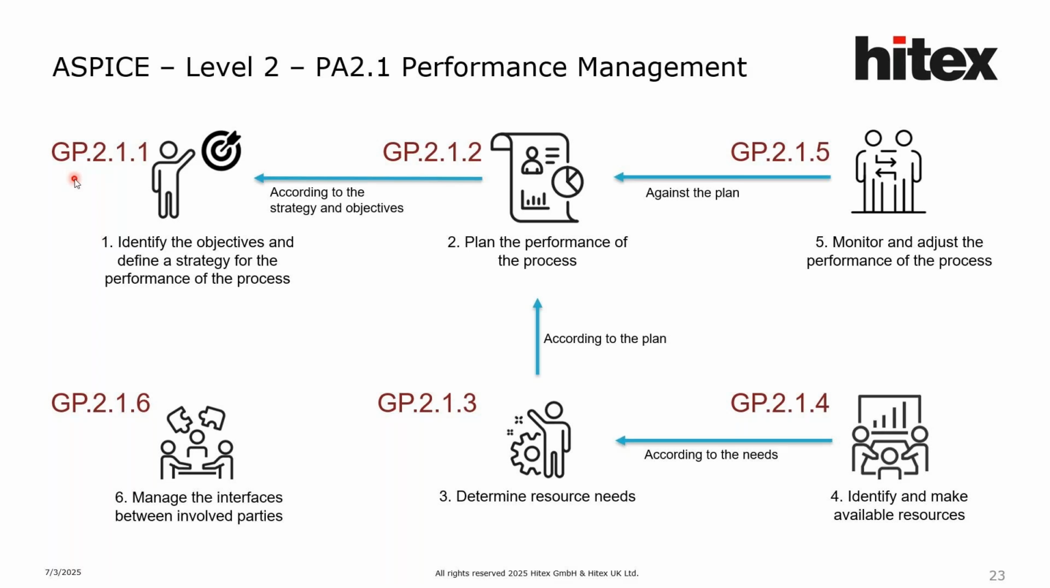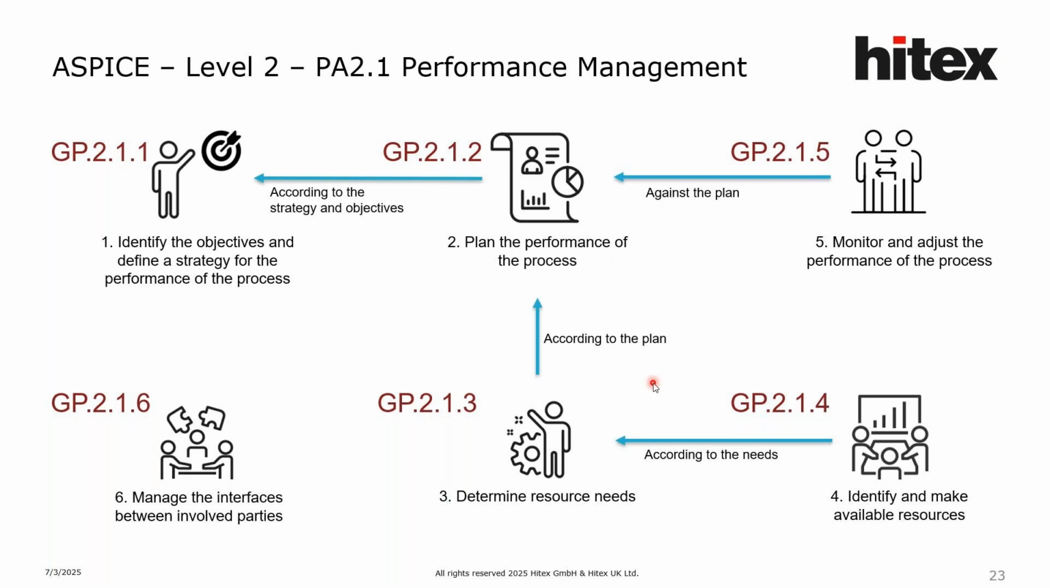So here you can see the GP, generic practices 2.1.1 to 2.1.6. I start with GP 2.1.1. Here we are identifying the objectives and defining a strategy for our project, any project, for the performance of the process. Then GP 2.1.2, here we plan the performance of the process. It's where you plan your quality, cost, and timeline for your project.